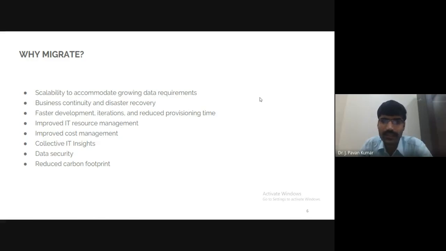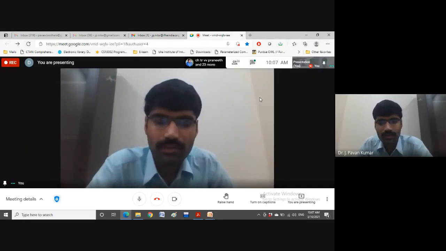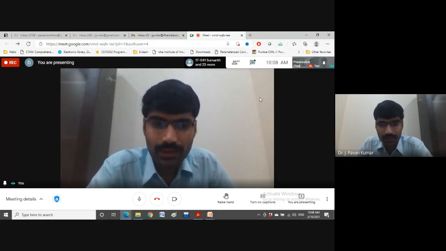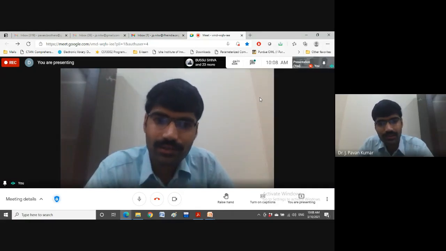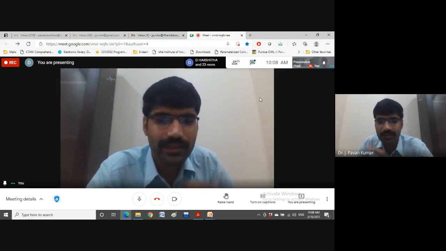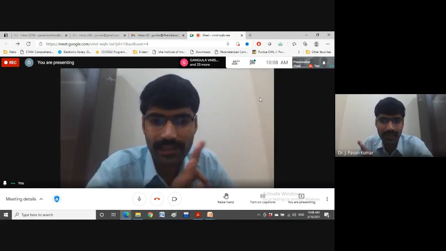Faster development iterations and reduced provisioning time, improved IT resource management, improved cost management, collective IT insights, data security, reduced carbon footprint. What is meant by carbon footprint? We discussed this point earlier. If you see from the last 5, 6 years, how many mobile phones are thrown or kept aside at your home? At least 2, 3, right? At least 2, 3 phones kept aside without any usage. Those all are carbon wastage, right?